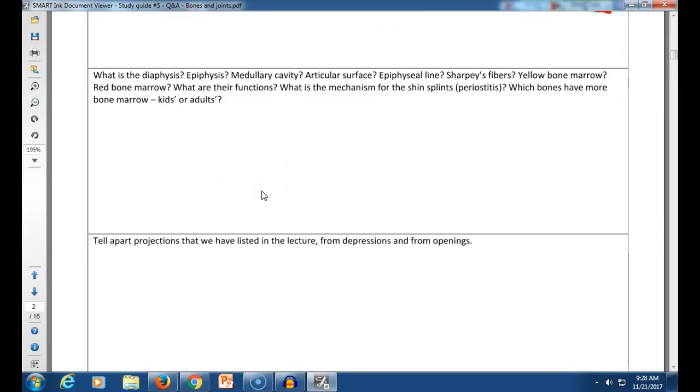Now, I'm going to ask you, and you tell me, since we just covered. Diaphysis, any questions? Epiphysis, medullary cavity, articular surface, epiphyseal line. What are Sharpey's fibers? They attach periosteum to the bone. Yellow bone marrow, fat. Red bone marrow, a hemopoietic organ that produces blood.